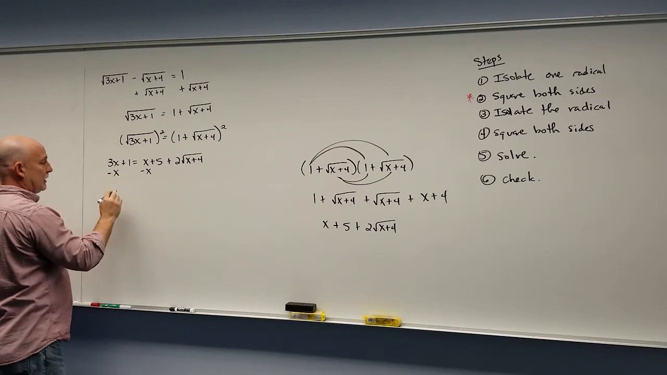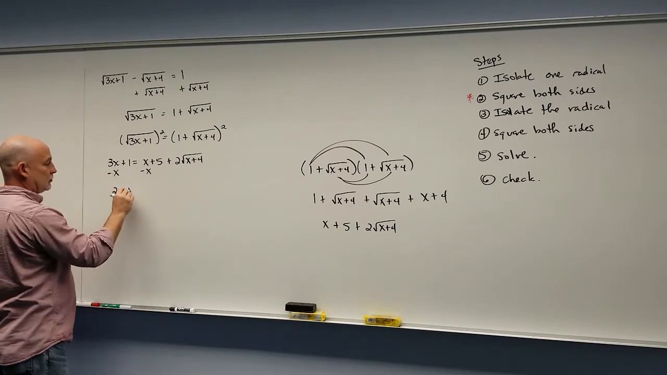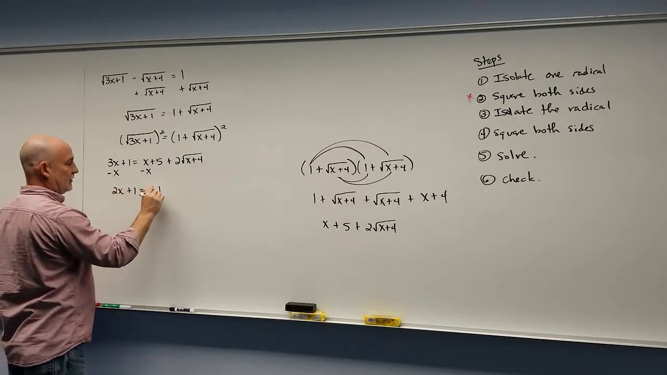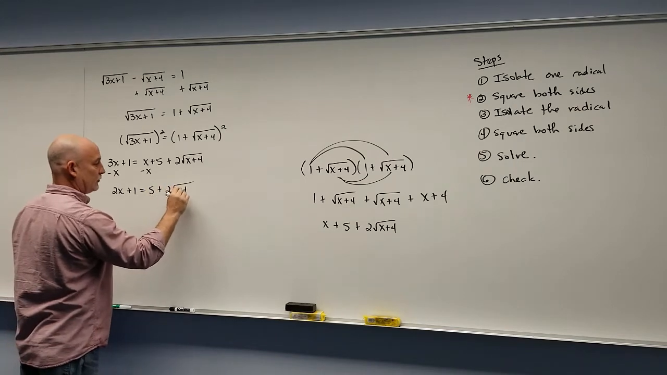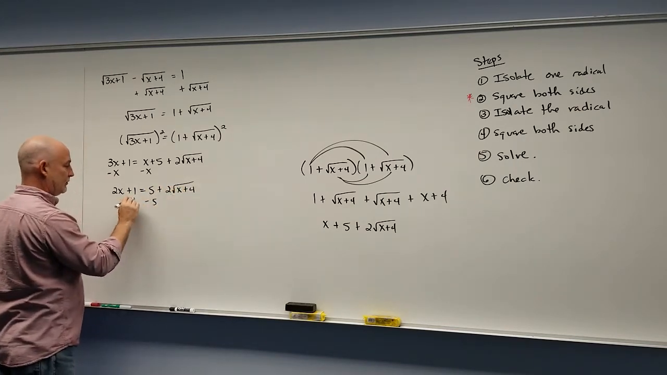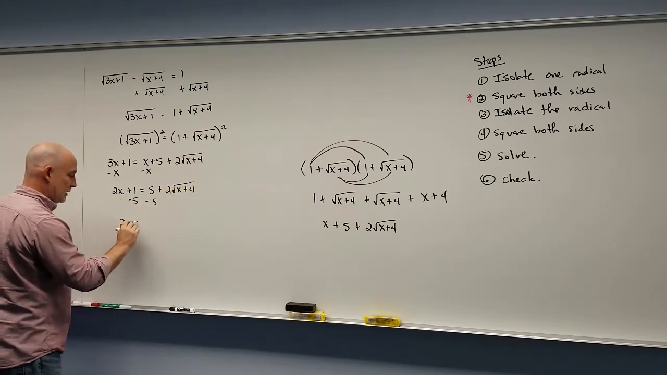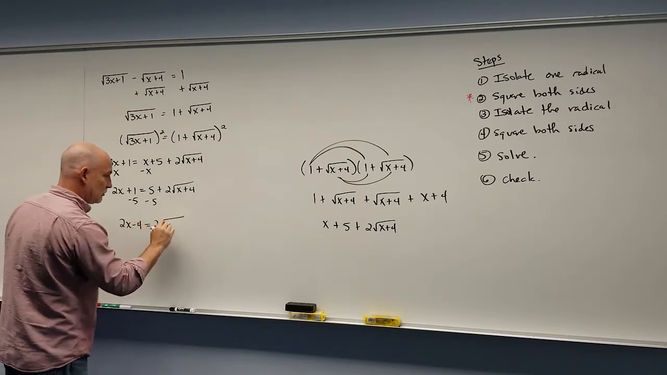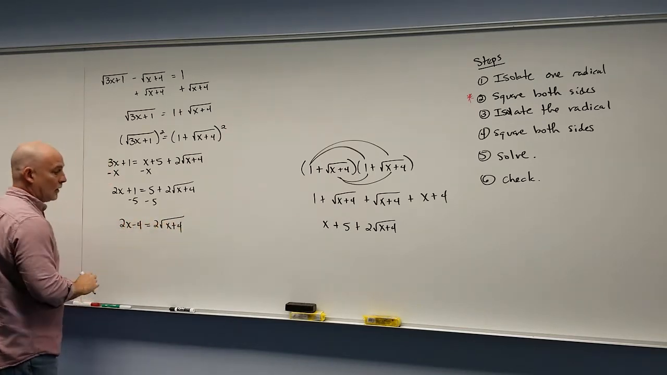So get everything else to the other side. So x plus 1, 5 plus 2 square roots of x plus 4. Subtract 5 from both sides. So 2x minus 4 is equal to 2 square roots of x plus 4.